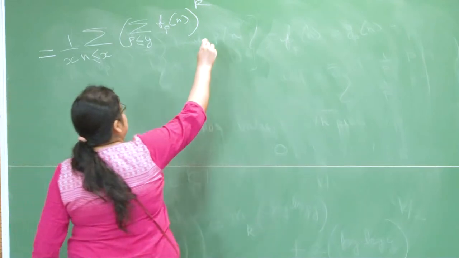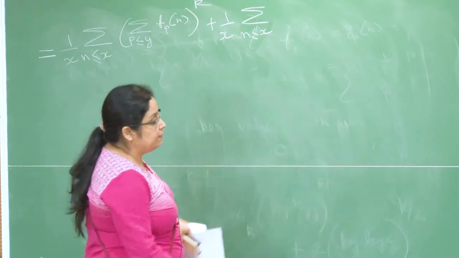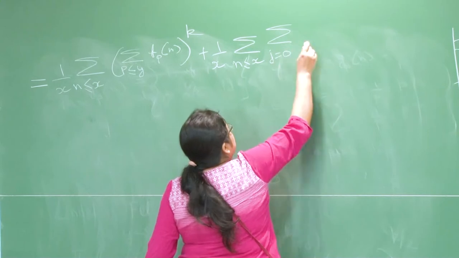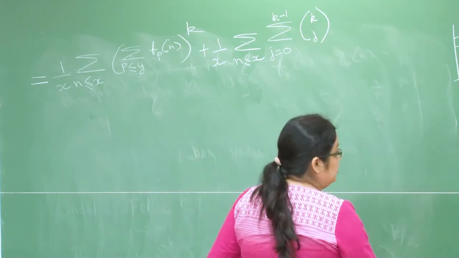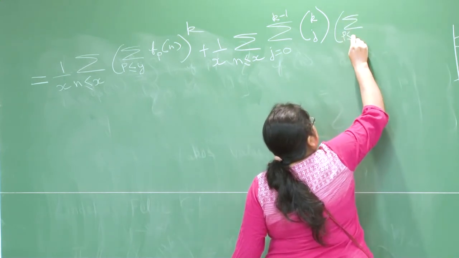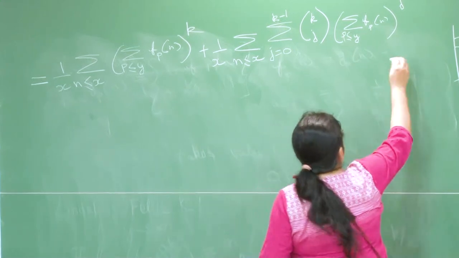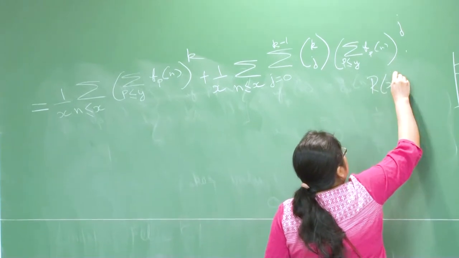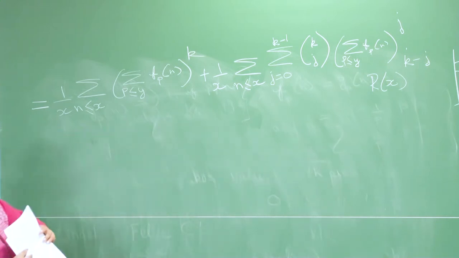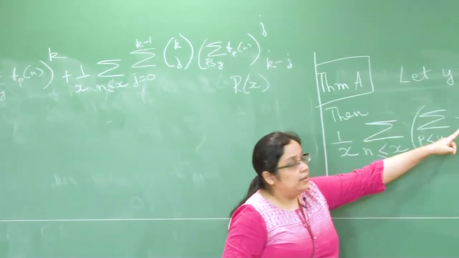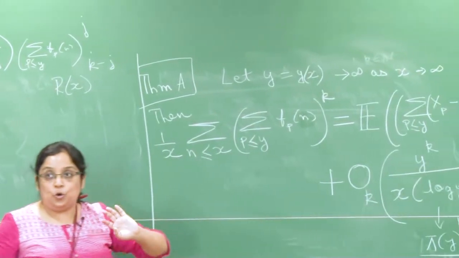And then you have the remaining part, plus 1 over x summation n up to x, then j going from 0 to k minus 1, k choose j, then summation f sub p of n raised to the j times r of x raised to the k minus j. Our next step would be to see how we can apply theorem A to these quantities, and bring it down to the expected value of these variables that we already know by probability theory.